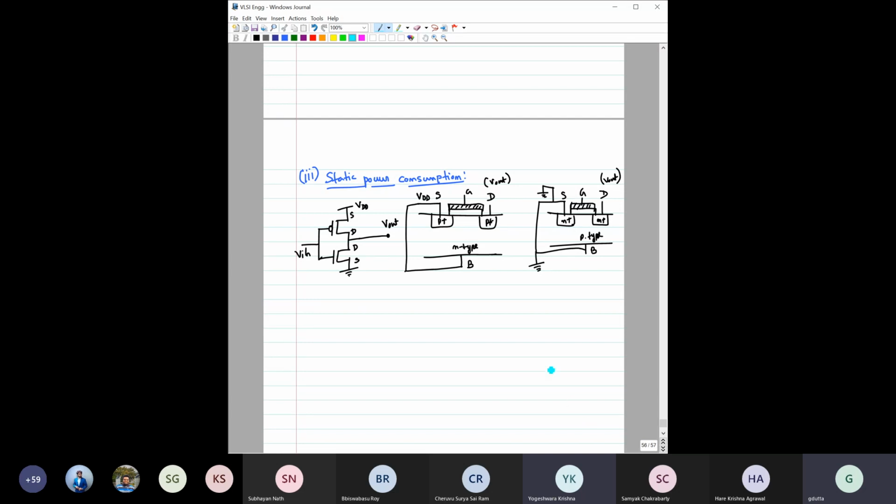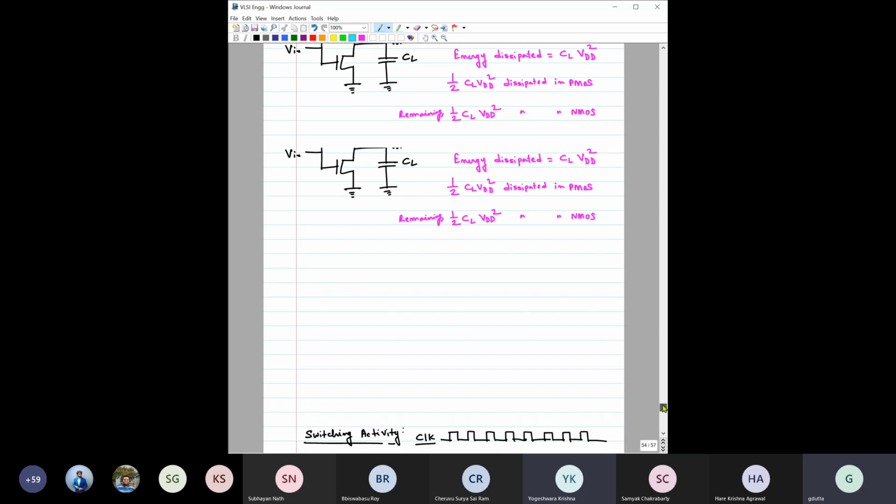Now, there are three components of the total power dissipation in a CMOS inverter. If you know how to calculate each of them, then the total power dissipation in a CMOS inverter is very easy to find. You just have to add these three. So let us now focus on them one by one.